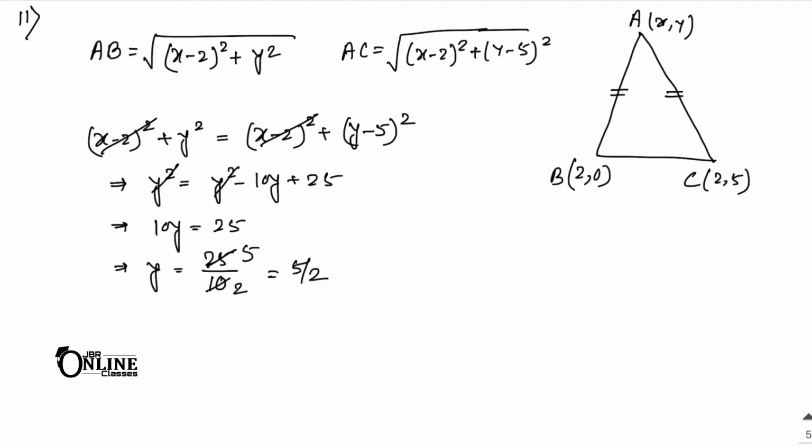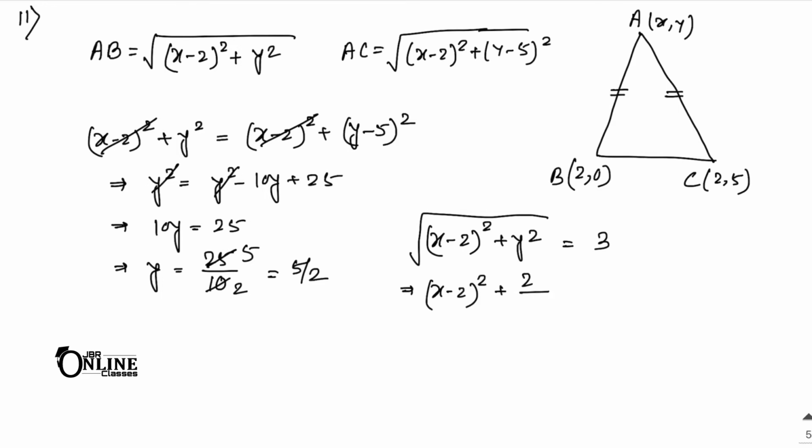As here y equal to 5 by 2, then you can easily find out the value of x, because as here the first one, x minus 2 whole square plus y square under root, that will be here 3 units. So that means here x minus 2 whole square plus 5 by 2 means y square. So it will be here 25 by 4, and that one equal to 9. Now next here x minus 2 whole square, that equal to 9 minus 25 by 4.